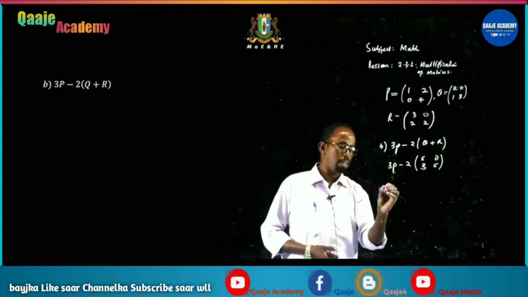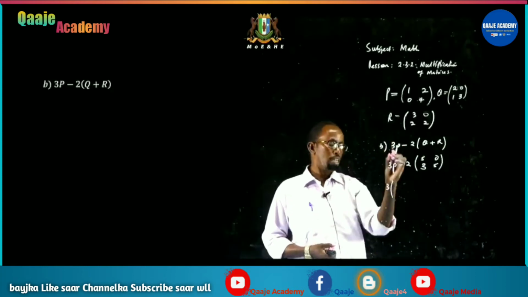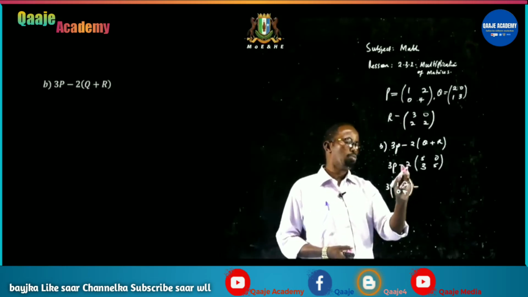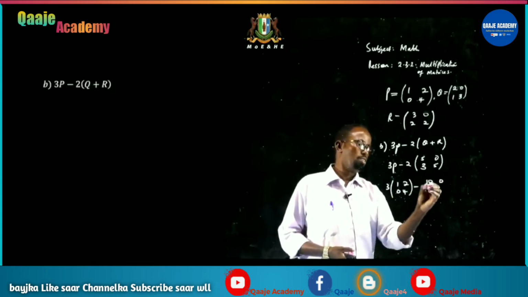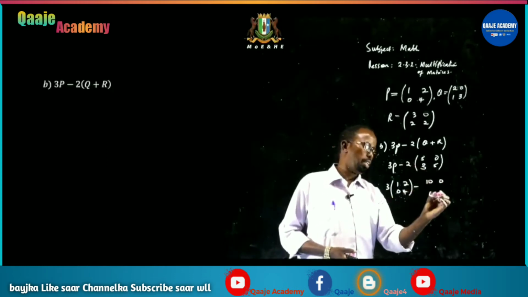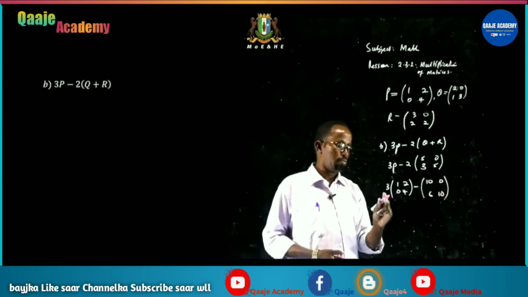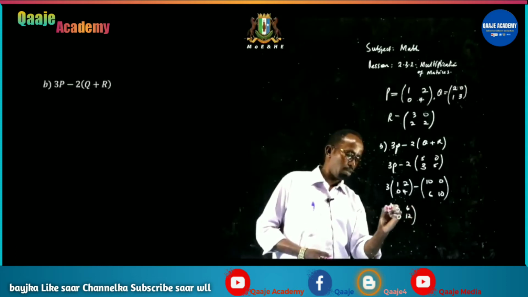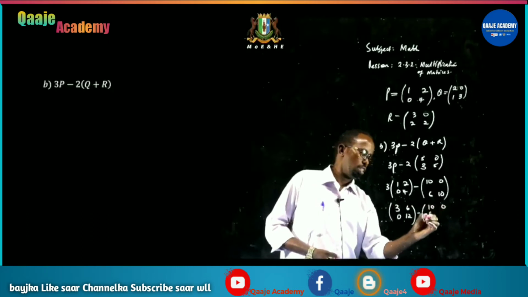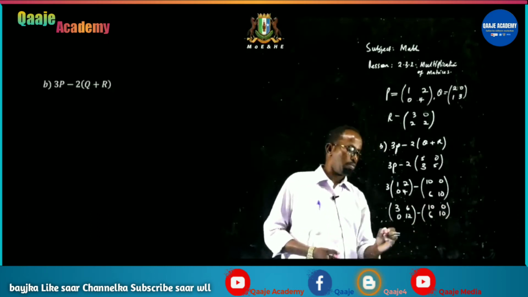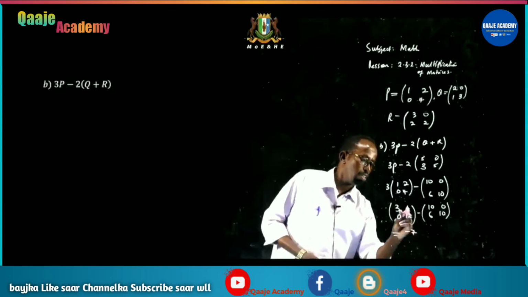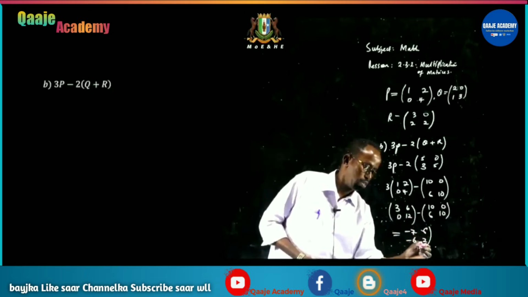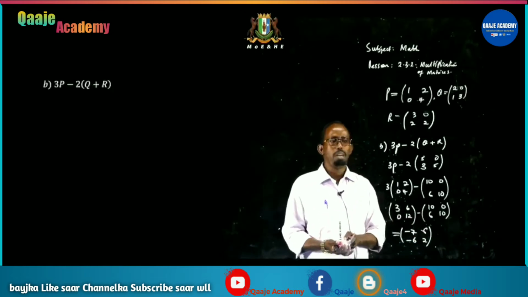So 3 bracket P, where P is [1, 2; 0, 4], and then minus 2 times the sum, you multiply these two and you get 10, 0, 6, and 10. So 3P is 3, 6, 0, 12. You subtract these two now: 10, 0, 6, and 10. You get minus 7, positive 6, negative 6, and then positive 2. So that is the final answer for 3P minus 2 bracket Q plus R.